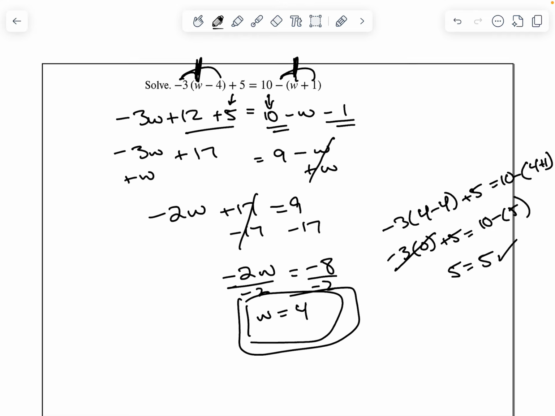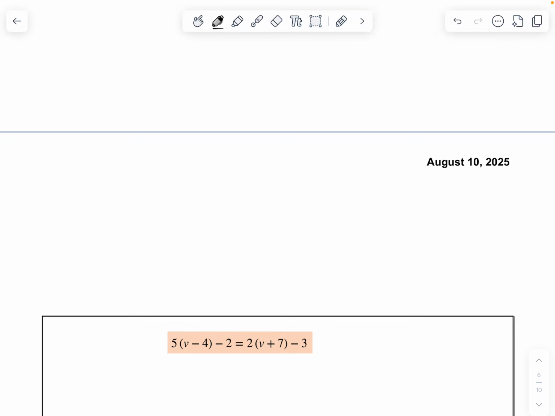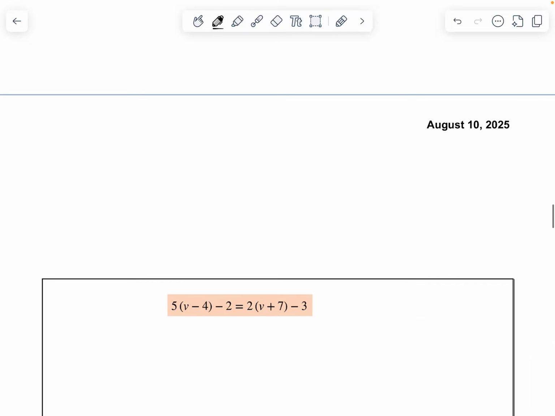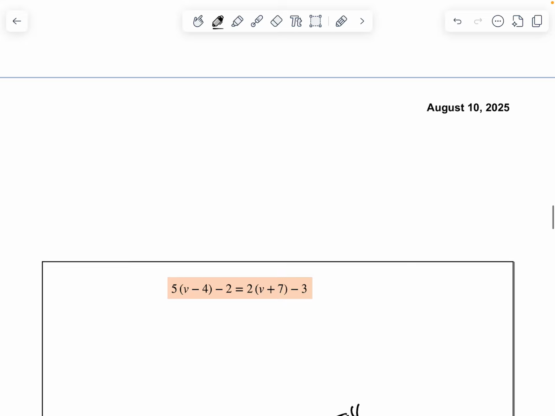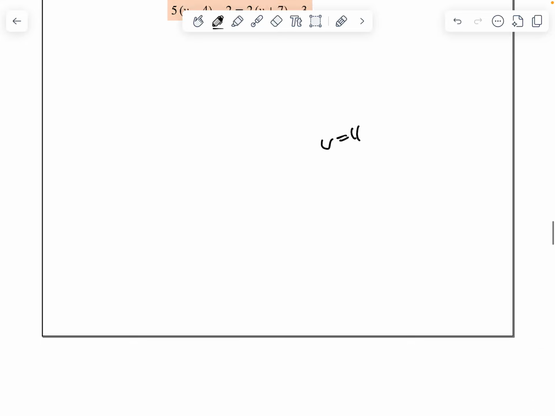Like I said, I'm not going to do that every time, but it is good practice to go through and check your answers. I have another equation very similar. What I want you to do is pause the video, go and try and work this, and I'm about to show you the solution. You can check your solution. All right, I'm scrolling down now. When you finish, you should get V equals 11 as the solution to that equation.